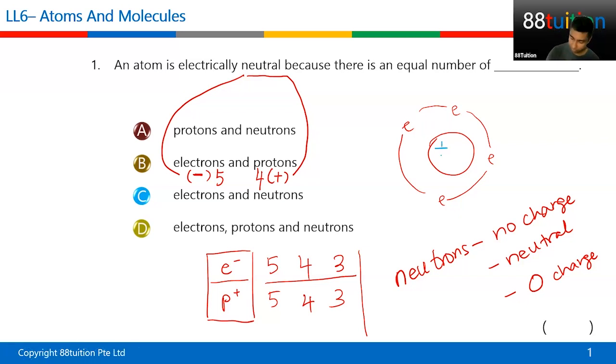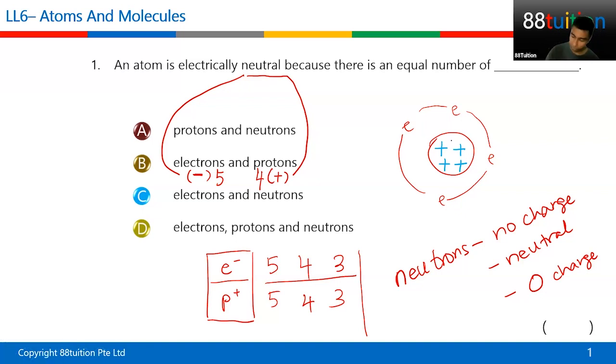So here we'll have 1 plus, 2 plus, 3 plus, 4 plus. Why 4? Because outside I see 4 electrons. So inside you'll have 4 protons. So that's why it makes an atom neutral. Obviously, I'm not talking about the neutrons yet. If I want to talk about the neutrons, I can.